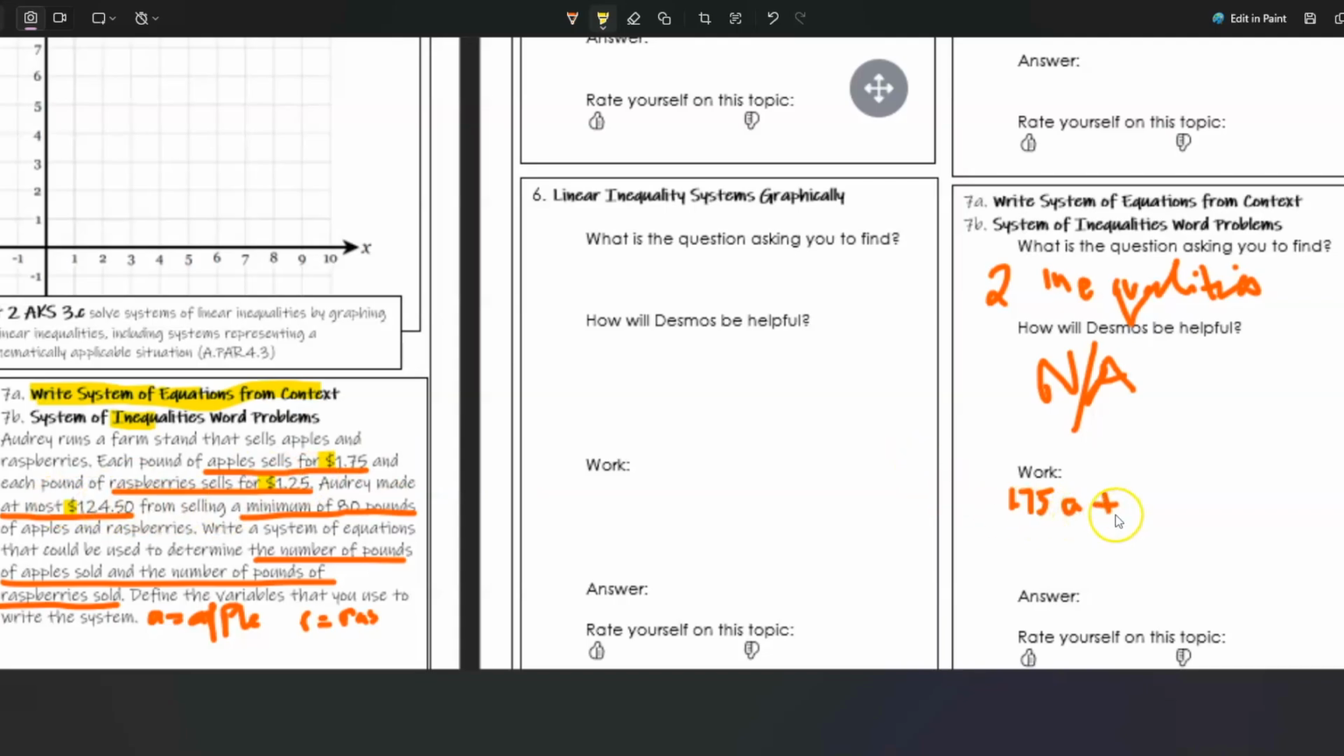So this is 1.75A plus 1.25R. All right. And it goes with 124.50. All right, now we're going to leave the inequality for just a second. Then the other number I have is 80 pounds of apples and raspberries. I have both, right? So what do I have? I have apples plus raspberries, and those are going to be 80 pounds. All right, so I think we can all set it up.